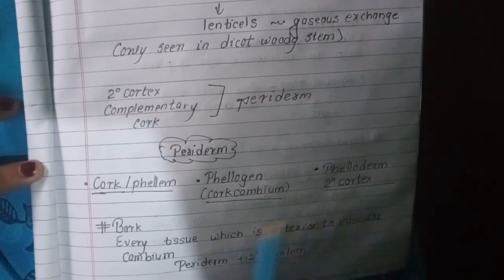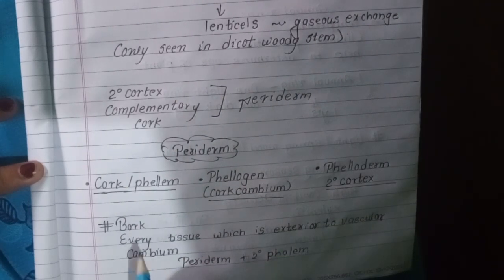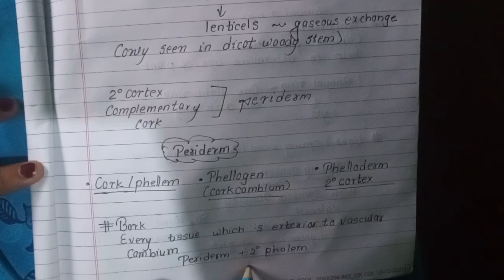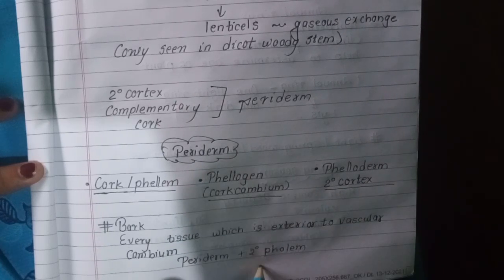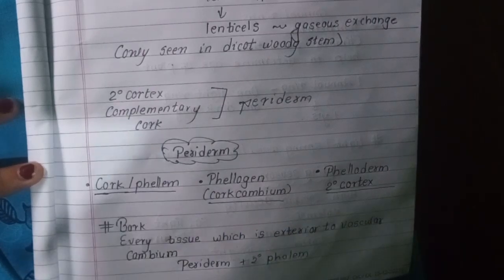What is bark? Every tissue exterior to the vascular cambium is called bark. Periderm plus secondary phloem is called bark.